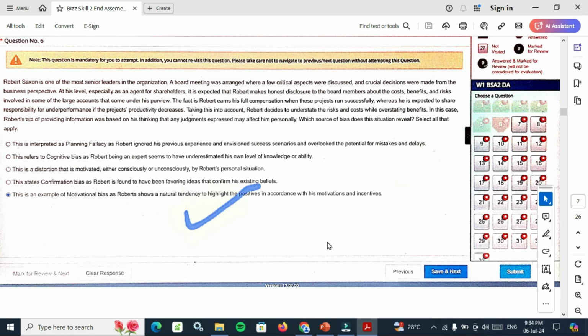In this case, Robert's act of providing information was based on his thinking that any judgment expressed may affect him personally. Which source of bias does this situation reveal? The right answer will be: this is an example of motivational bias, as Robert shows a natural tendency to highlight the positive in accordance with his motivational incentives.